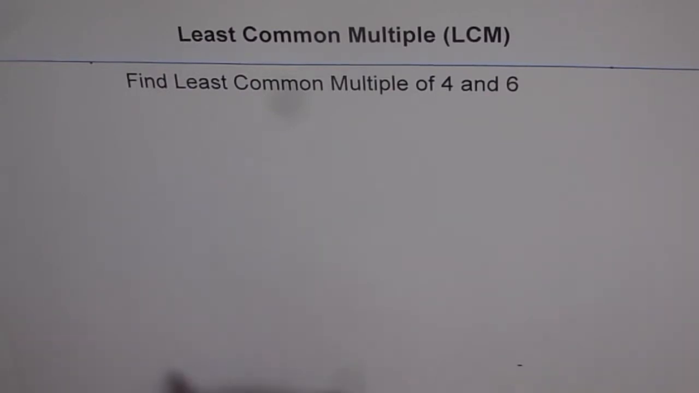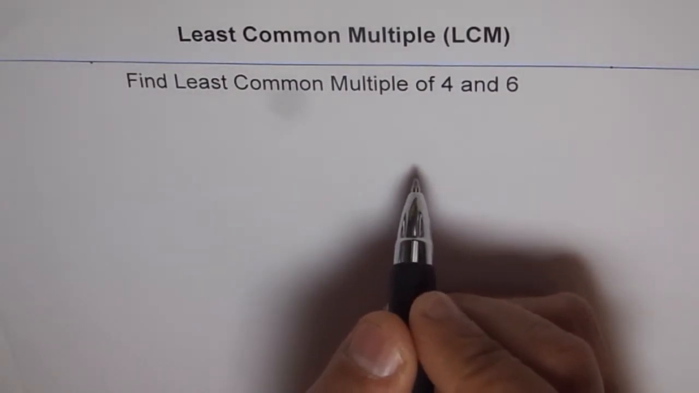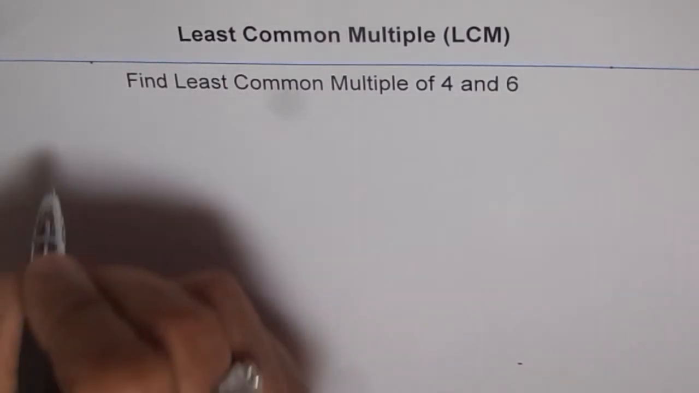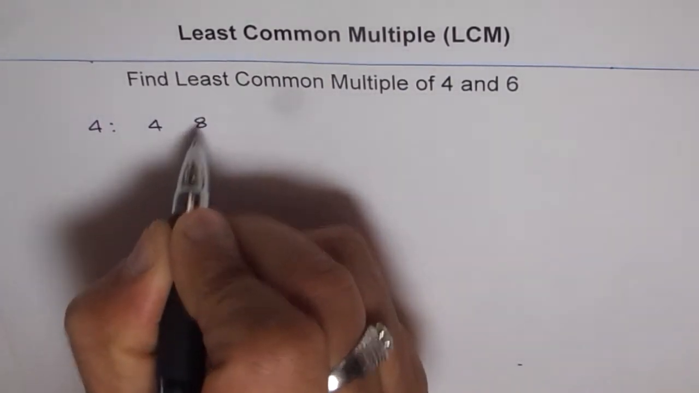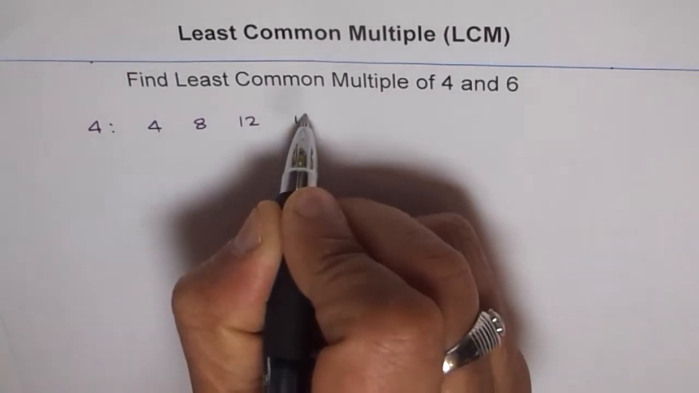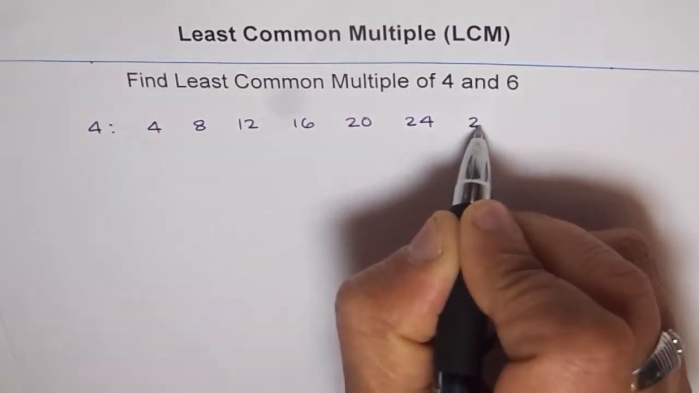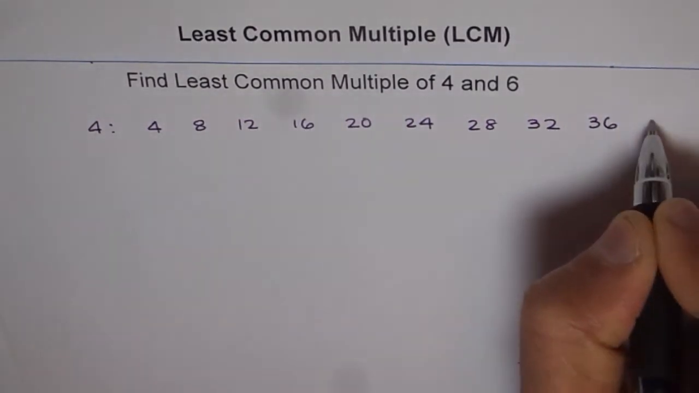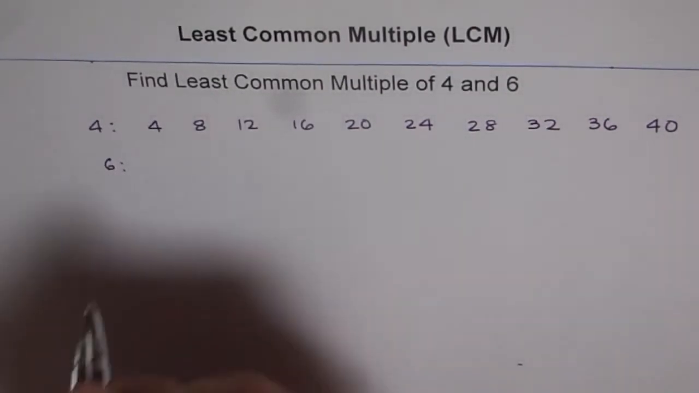So one method is that we list all the multiples of 4 and 6, which we can, and then find common multiples and then select the lowest one. So let's start with listing the multiples for 4 and 6. The multiples for 4 are 4, 8, 12, 16, 20, 24, 28, 32, 36, 40. Similarly, let's list the multiples of 6.